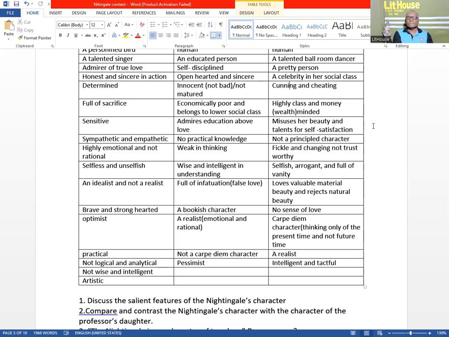Misuses her beauty. She badly uses, wrongly uses her physical appearance. Misuses means wrongly uses her physical appearance, beauty, talents, even her skills, cleverness for self-satisfaction. What is self-satisfaction? To enjoy your own happiness, enjoy your own desires. She uses her beauty and talents to enjoy her selfish desires.